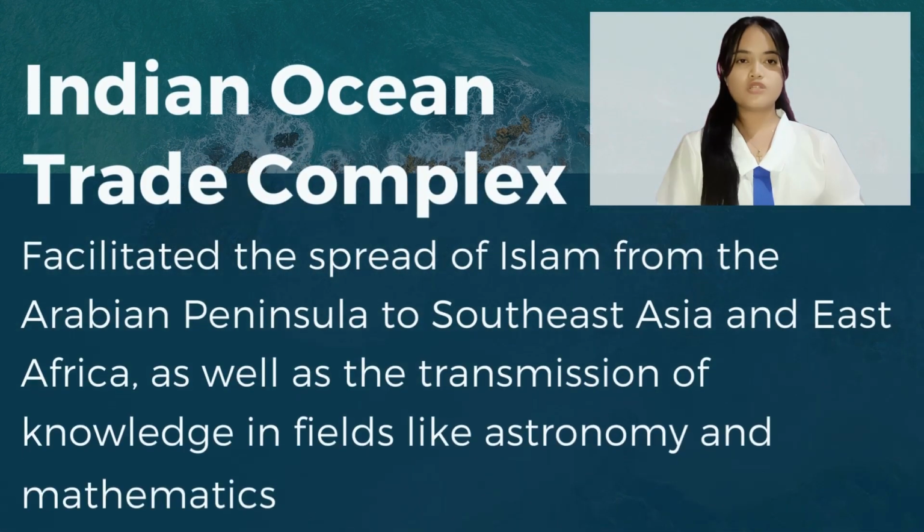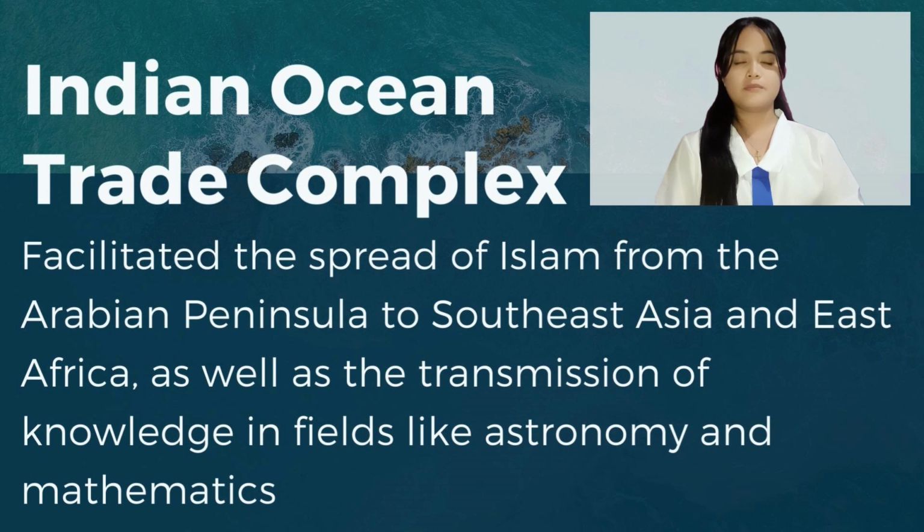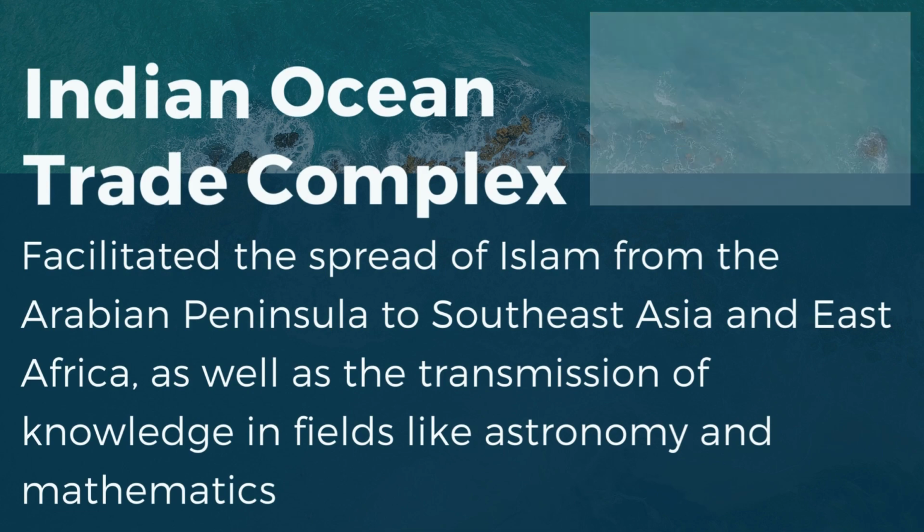The Indian Ocean trade complex also played a crucial role in the exchange of ideas, religions, and technologies. It facilitated the spread of Islam from the Arabian Peninsula to Southeast Asia and East Africa, as well as the transmission of knowledge in fields like astronomy and mathematics.